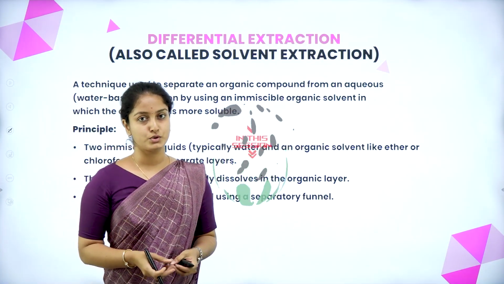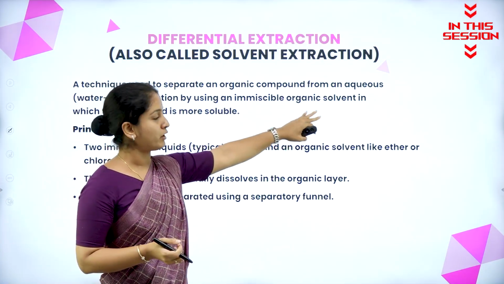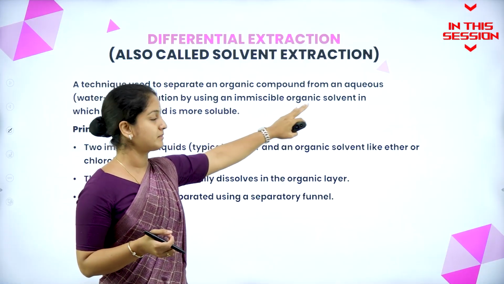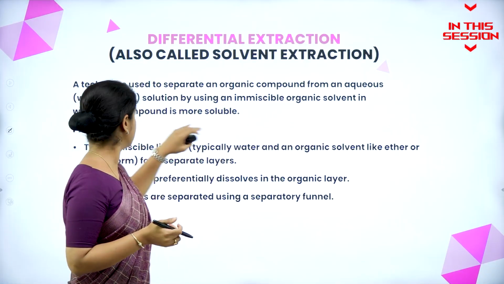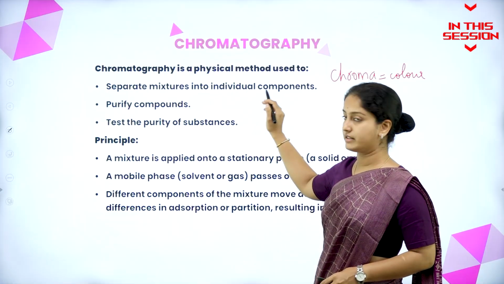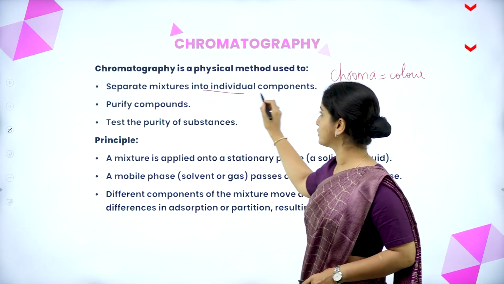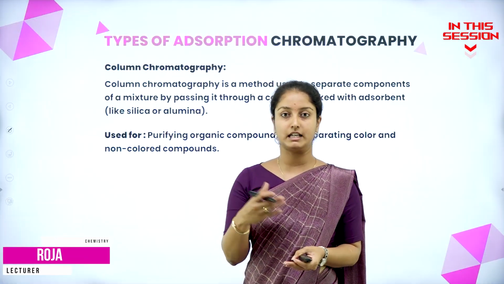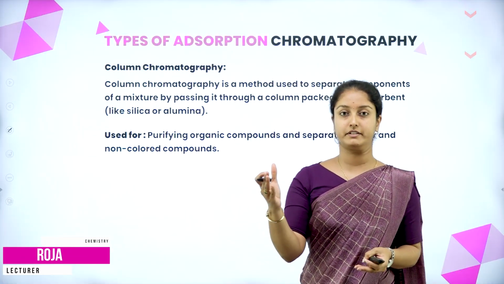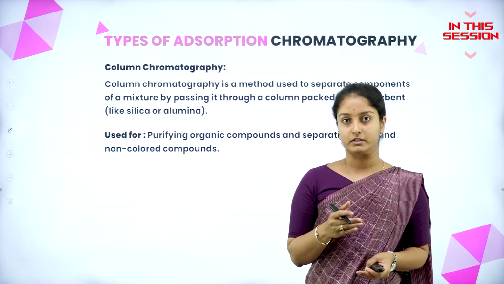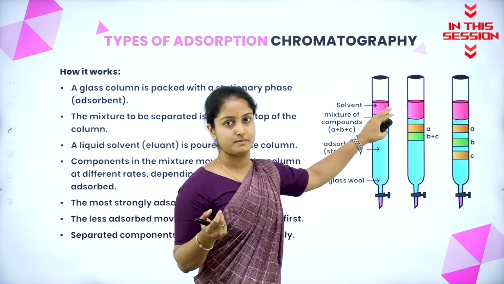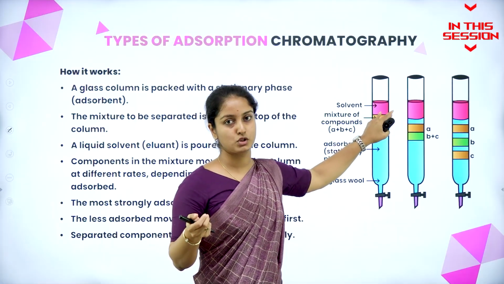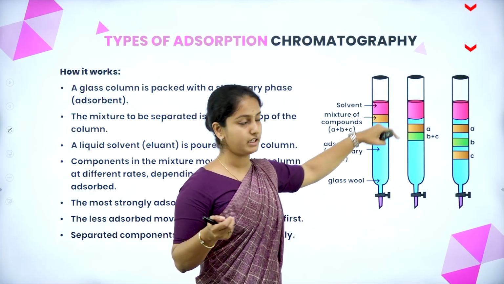It is a technique used to separate organic compound from an aqueous solution by using an immiscible organic solvent. So chromatography is a physical method used to separate mixtures into individual components. Adsorption chromatography is further classified into column chromatography and then thin layer chromatography. A mixture of compound is placed on the top of the column, then above that a solvent is placed on it.